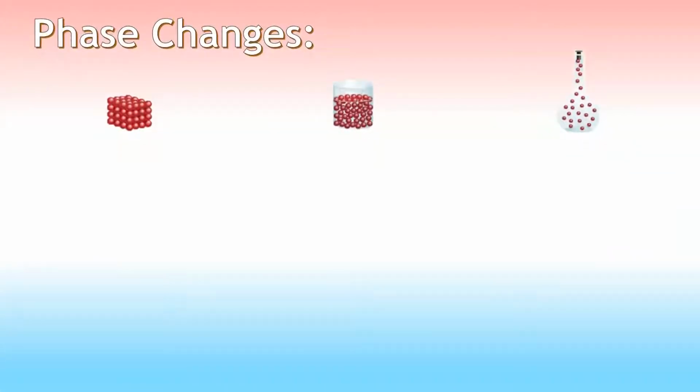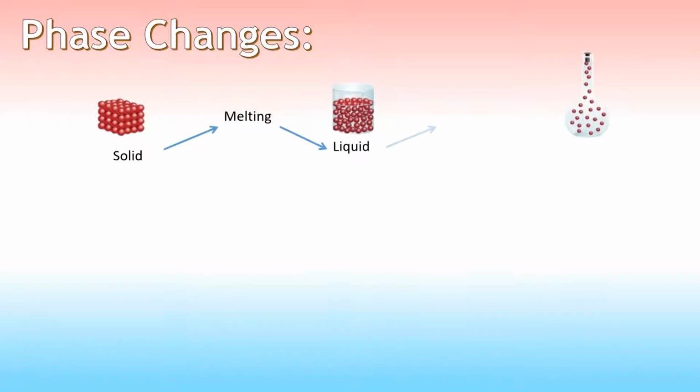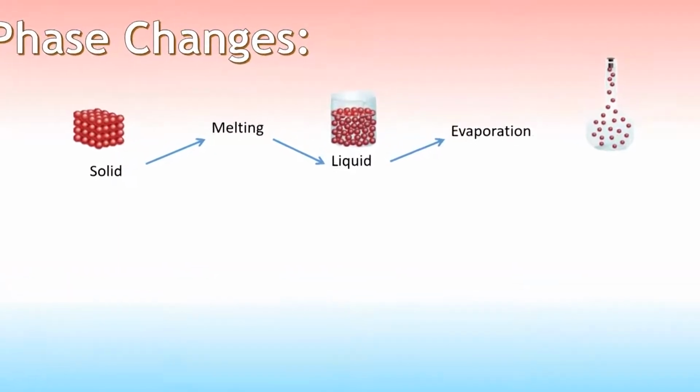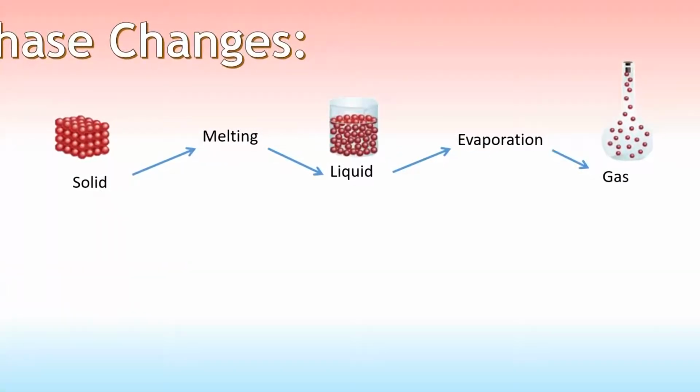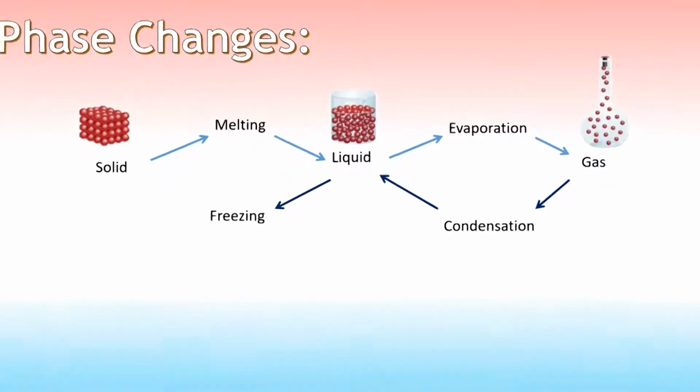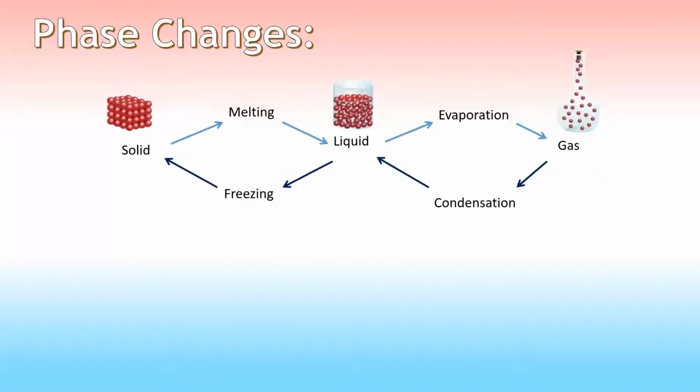We can imagine beginning with some solid, putting some energy in. It undergoes a phase change, it melts. So we have a liquid. If we add in more energy to the liquid, it will evaporate. A gas is produced. We can reverse the process, removing energy through condensation. The gas turns back into a liquid. Removing even more energy, it freezes back into a solid.